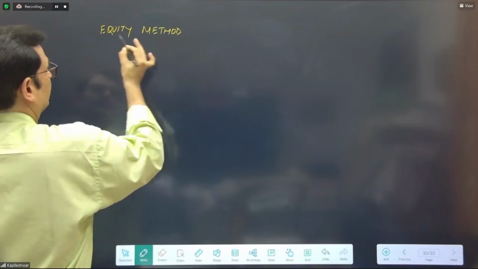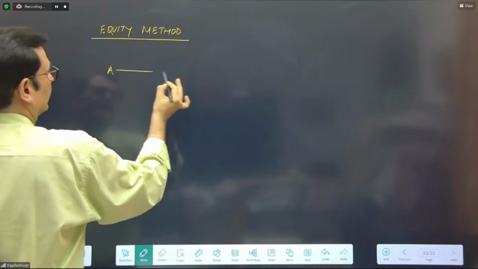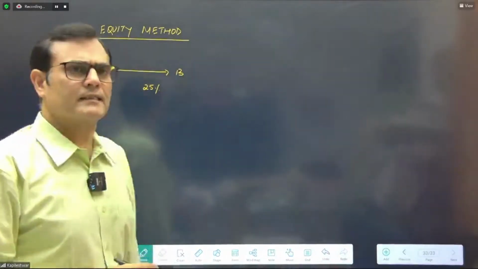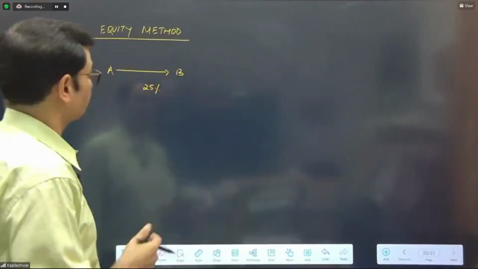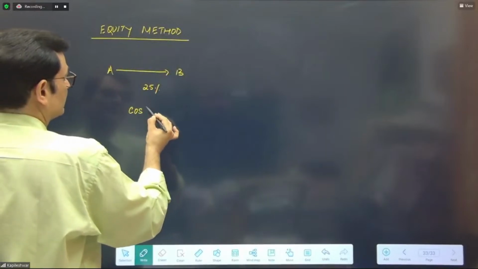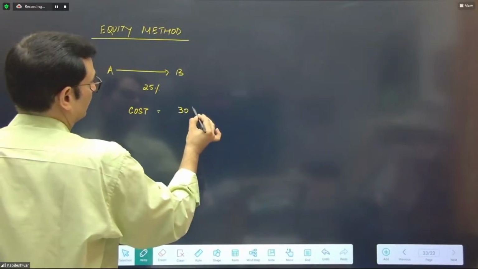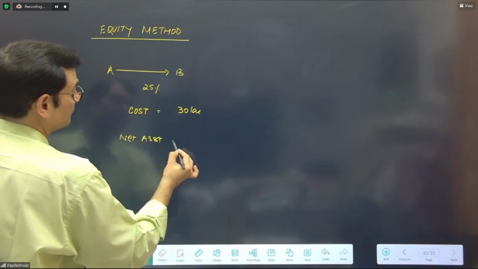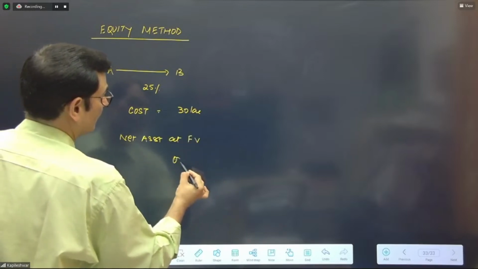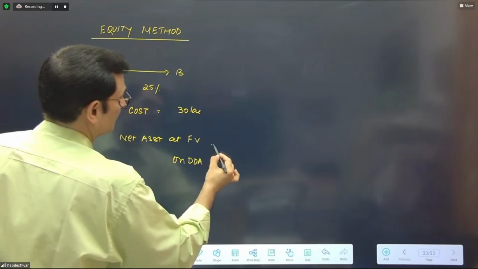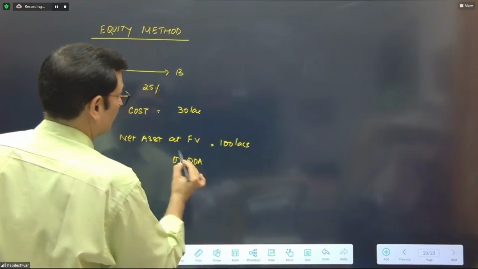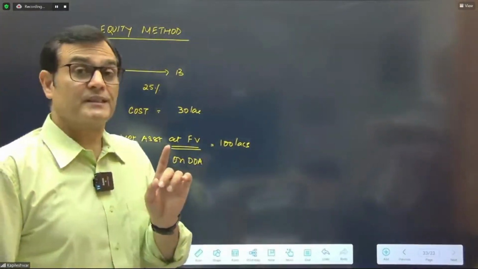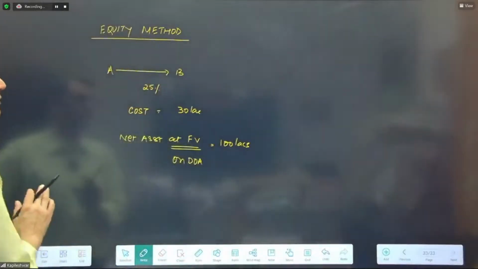Let's consider that there is a company A that has invested in company B, let's say a 25% stake, and let's consider it gets significant influence as well. This investment is, let us say, bought at a cost of 30 lakh rupees. The net assets of B at fair value, mind the words, at fair value, on the date of acquisition, let's say, is to the extent of 100 lakhs. Here I'm giving you the status of the net assets of B at a fair value on the date of acquisition, that is 100 lakh.